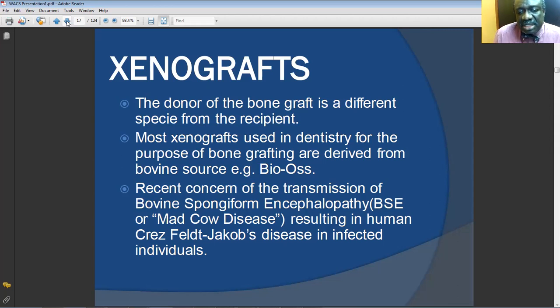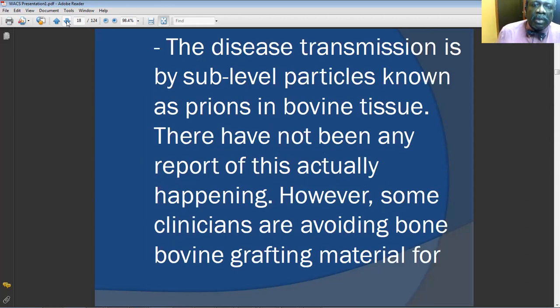However, recent concern of the transmission of bovine spongiform encephalopathy, which is called the mad cow disease, is of concern with xenograft, especially when it is coming from cows. The disease transmission is by subviral particles known as the prion in bovine tissue. There has not been any reported case actually happening. However, some clinicians are beginning to avoid bovine grafting material for the reason of mad cow disease.